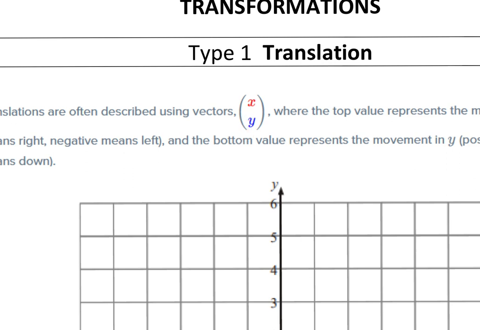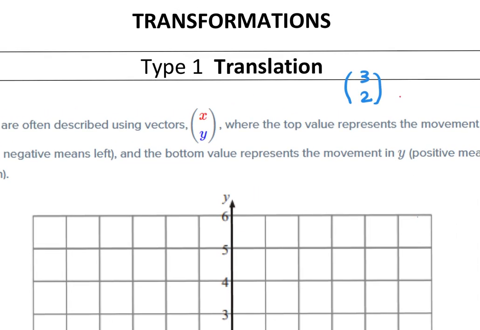For example, if we have a shape and we need to translate it by the column vector 3 and 2. The first number means move 3 units to the right because it is positive. The second number, 2 units up. So if you have any point and you need to find its image by this column vector, move 3 to the right, then 2 up. Find the image.